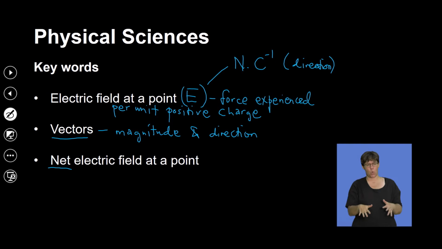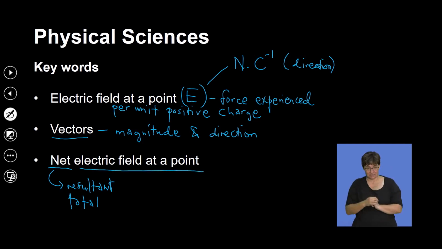When we talk about the net, we would usually say it's the resultant. Sometimes we say it's the total. So the word net means total. Then what exactly do we mean when we talk about net electric field at a point? We're talking about E net.